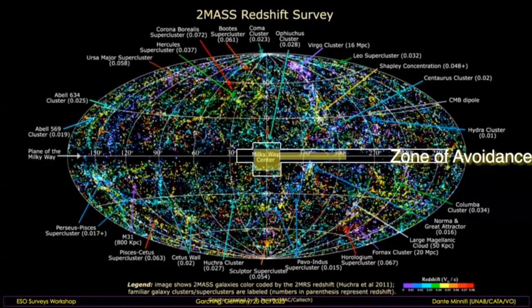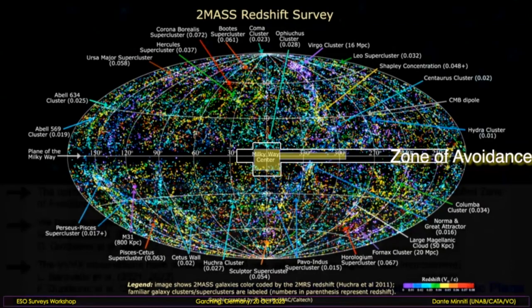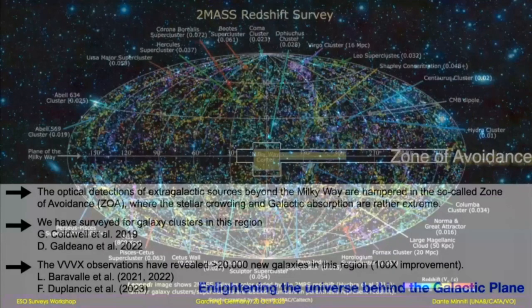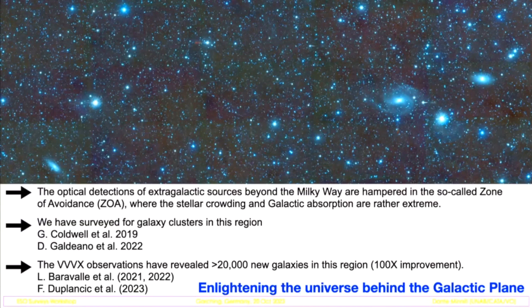But since I'm talking about galaxies, we map this part of the universe, which is complicated and has been called the zone of avoidance. Few galaxies were detected before, and just to mention, we published a catalog of galaxies in this field, a couple of tens of thousands of galaxies, which are relevant, for example, for gamma ray bursts if they occur in the galactic plane.